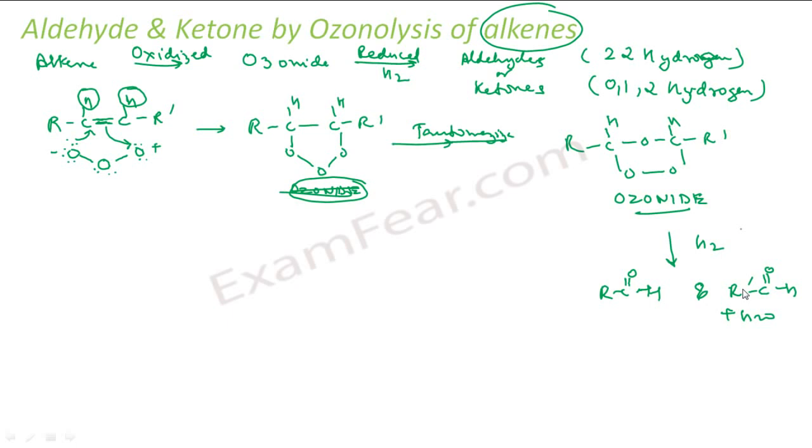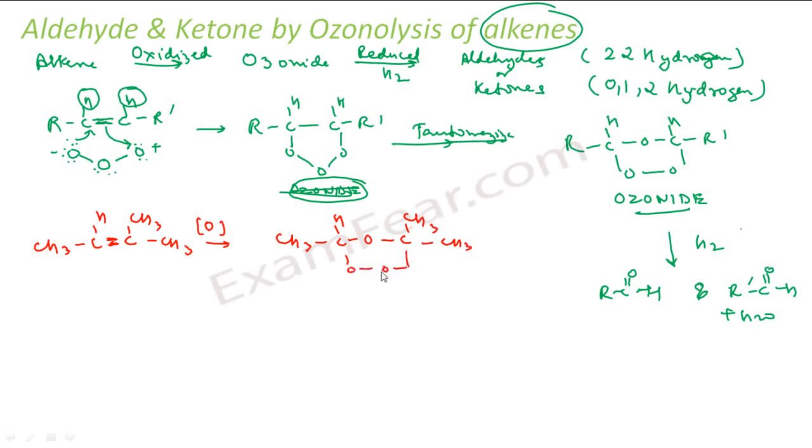Correct? So if I take one scenario where I have 1 or 0 alpha hydrogen, in that case I'll get ketone also. So if I have 1 alpha hydrogen, then I'll get ketone and aldehyde. I'll show you the scenario. For example, I have CH3, C, H double bond C. Here I have CH3 and I have CH3. And I'll do ozonolysis of this. After tautomerization, I'll get something like this. Correct? And now if I do a reduction, I'll get this compound.